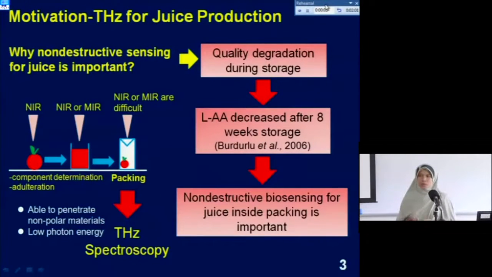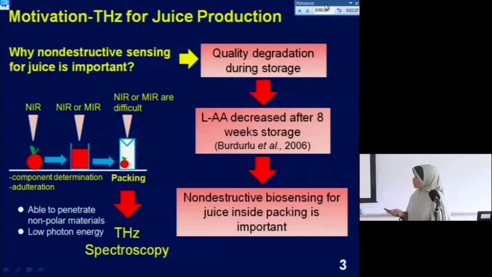Our research group is motivated to bring Terahertz spectroscopy into agriculture fields. One possible application of Terahertz spectroscopy is quality evaluation of juice production. Please look at this. Near-infrared and mid-infrared spectroscopy have been used for quality evaluation of juice from raw material to juice product before packing. However, so far, there is no available non-destructive method that can be used for quality evaluation of juice after packing.